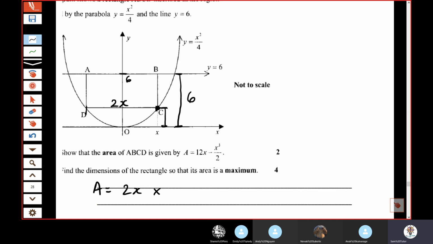So how do I find this length? Sub x back into here, which is just x squared on 4. This length is x squared on 4. Of course it is. If I said 5, I know all of you would have subbed it in. All of a sudden it's x, and you can't do that. You've got to think the exact same way. All right, that's the length. So obviously, what's BC? 6 minus x squared on 4.